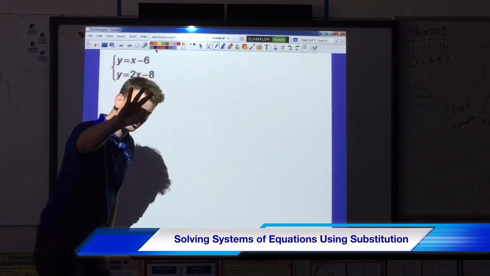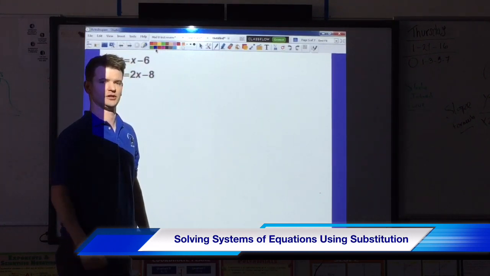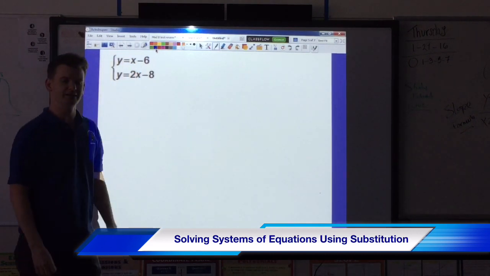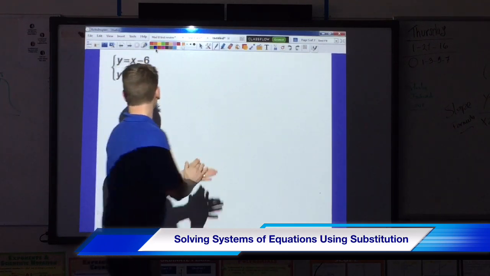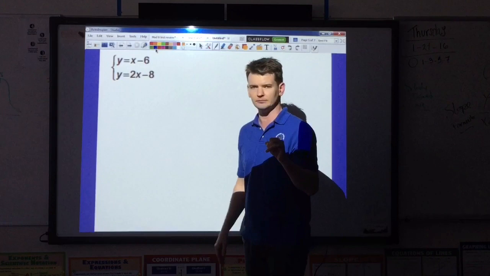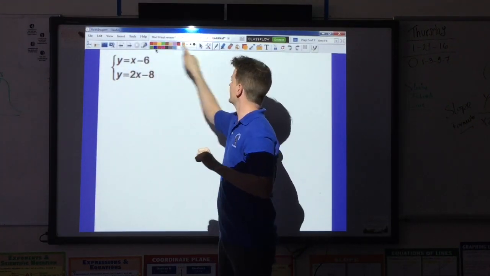Today we're going to be solving three systems of equations using substitution. You're going to see that despite the fact that you think this is hard, it's in fact easy because some of the work's already been done for us. We look here at our first system. I can see that these problems are written in slope-intercept form. I have y equals x minus 6 and y equals 2x minus 8.